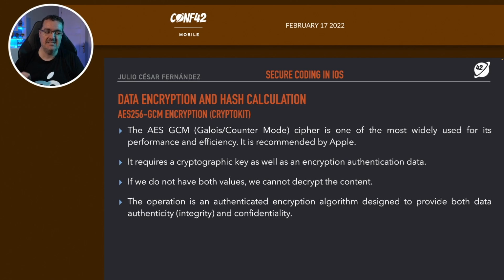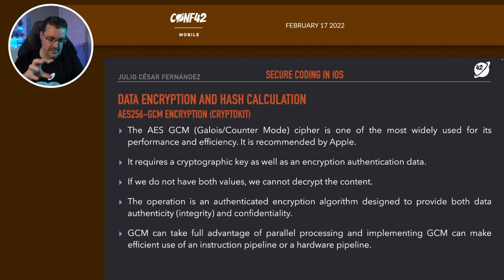The operation is an authenticated encryption algorithm designed to provide both data authenticity, the integrity of the data, and confidentiality, okay? It makes these things all together. GCM can take full advantage of parallel processing. If we have many threads, the algorithm uses these many threads, and implementing GCM can make efficient use of an instruction pipeline, a hardware pipeline. For example, when you have many threads and have an encryption engine like an M1, for example.